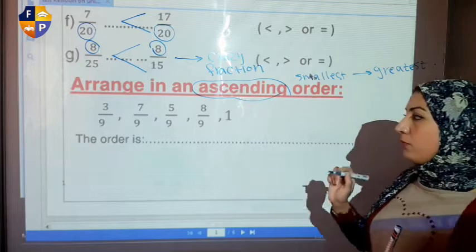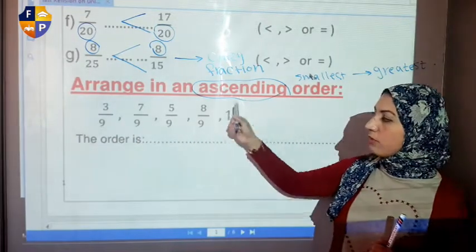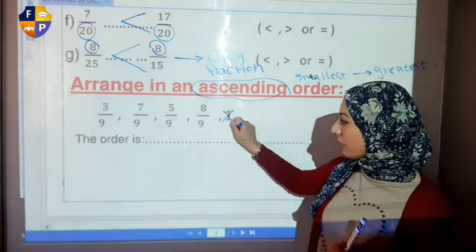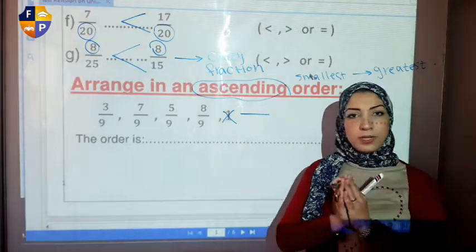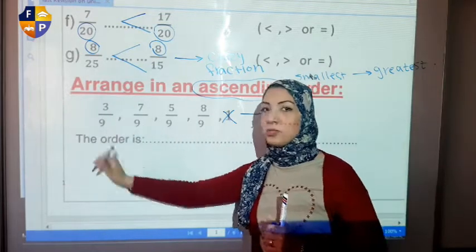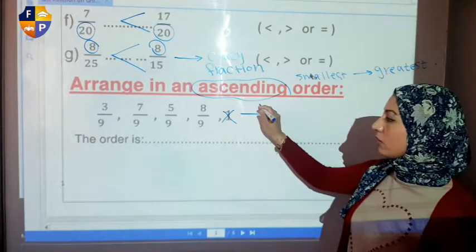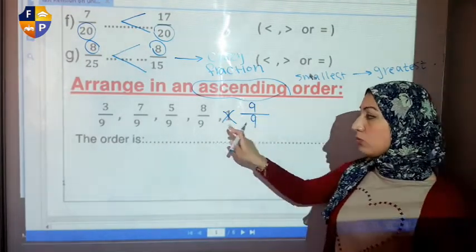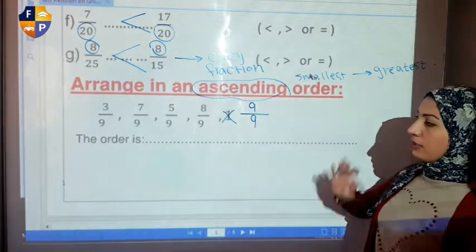So here we have fractions 3 over 9, 7 over 9, 5 over 9, 8 over 9 and 1. So here we have to cross 1, and as we said before, we will cross 1 and write a fraction according to the denominator of the other fractions. So here the denominator is 9, so we will cross 1 and write 9 over 9. So now we have a common denominator. So now we are ready to arrange.